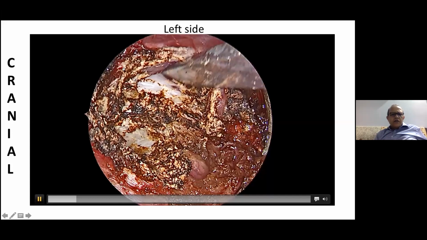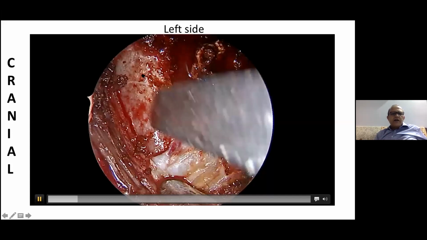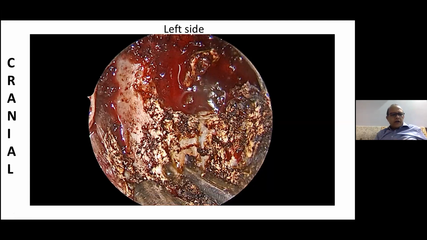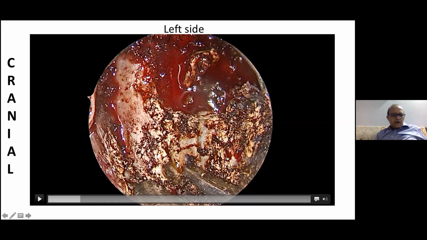Here you can find that this is the C1 anterior arch. Here I am going laterally to find out where the facet joint is. This is the C1 lateral mass, this should be the C2 lateral mass here, and this should be the facet joint here. So identify C1 anterior, C2 body, and then both lateral masses and the facet joint.